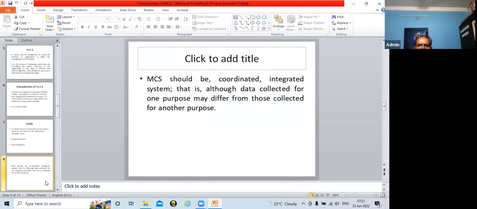Then this EPM should be a coordinated, integrated system. That is, although data collected for one purpose may differ from those collected for another purpose.